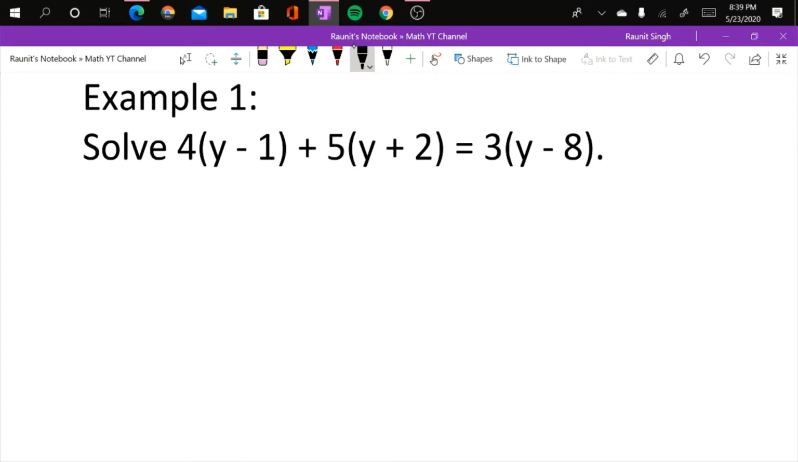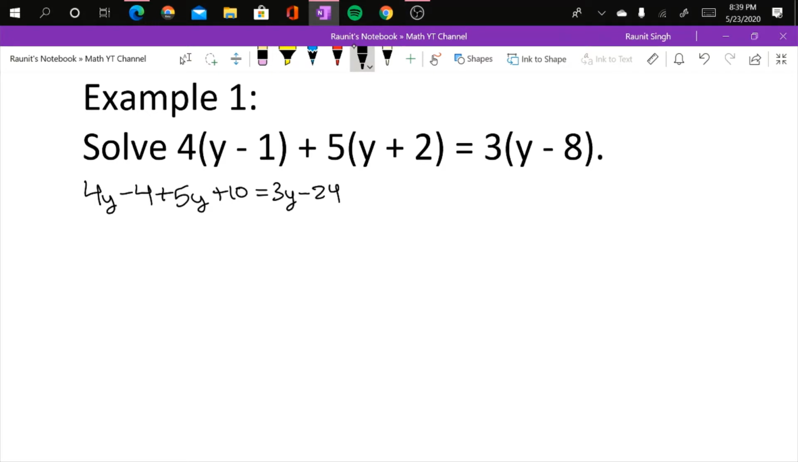And so we're going to do 4 times y, which is 4y, minus 4 times negative 1, which is negative 4. And then we're going to do plus, and then 5 times y is 5y, and then 5 times 2 is 10, which is equal to 3 times y, which is 3y. And then we're going to do 3 times negative 8, which is negative 24.